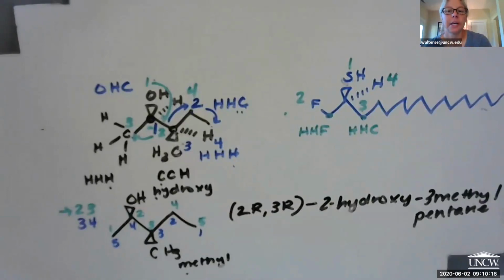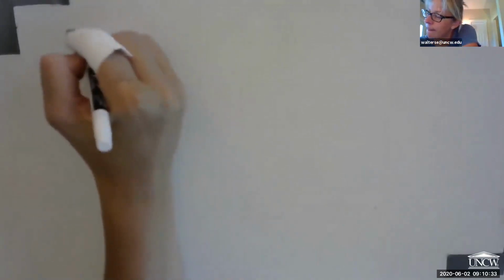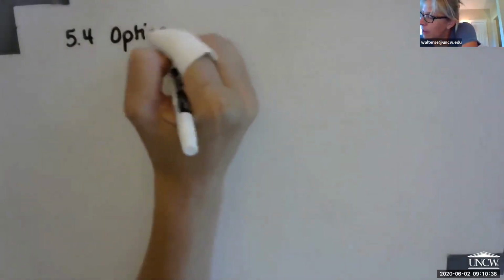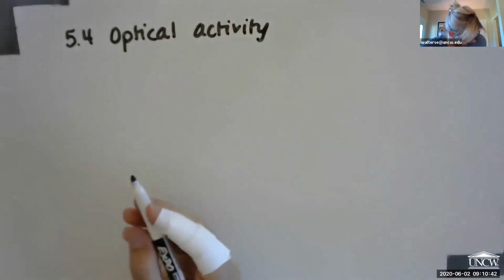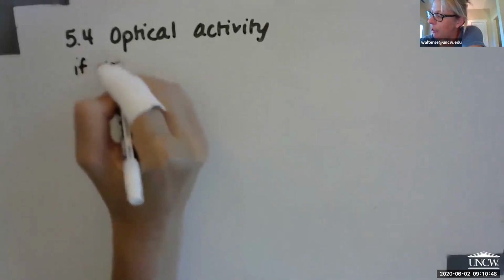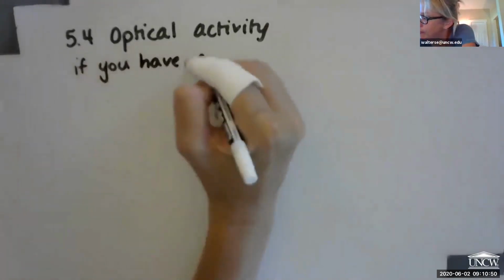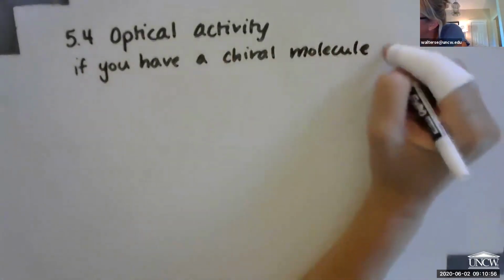Any other questions? Okay, so we're going to move on to section 5.4, which is called optical activity. And the important part about optical activity is if you have a chiral molecule, it will have optical activity.